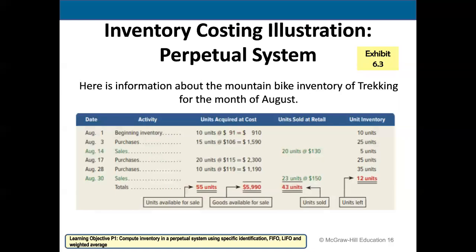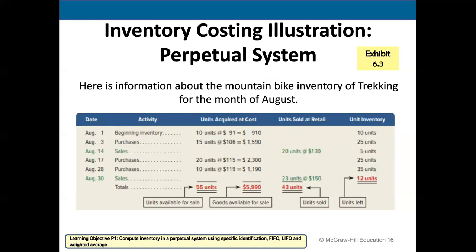So here's a business. They sell mountain bikes. And you can see they had a beginning inventory on August 1st of 10 units that they acquired at a cost of $91 per unit, for a total cost of $910. Then on August 3rd, they purchased 15 more units, and you can see that those were purchased at a higher price, $106 per unit.